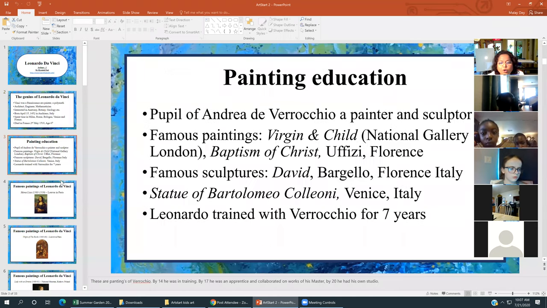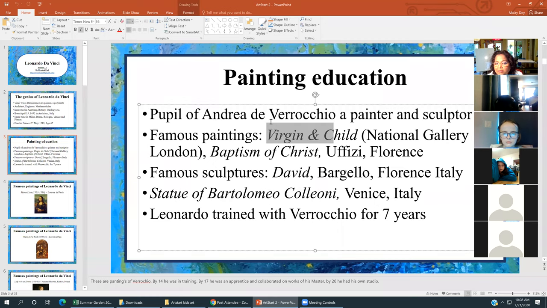Okay. Now, who did he learn how to sculpt and how to paint? He was a student of Andrea Verrocchio. Now, Verrocchio was a good painter, okay? Some of his famous paintings, so these are Virgin and Child was a painting by Andrea Verrocchio, okay? He also made a famous sculpture called David and Bargello, and they're all in Florence, Italy. He made the statue of Bartolomeo, that's in Venice, Italy, okay?